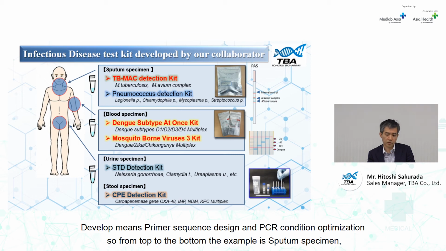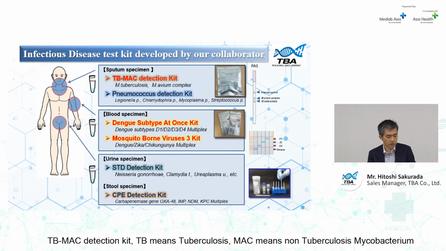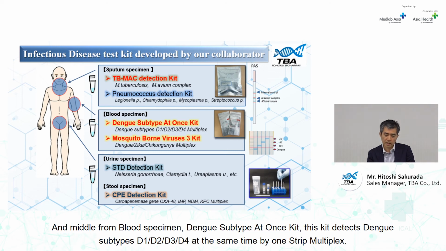So from top to the bottom, the examples: sputum specimen. From sputum specimen, the TB mark detection kit. TB means tuberculosis, mark means non-tuberculosis mycobacterium. And in the middle, from blood specimen, the Dengue subtype advanced kit. This kit detects Dengue subtypes D1, D2, D3, D4 at the same time by one strip multiplex.